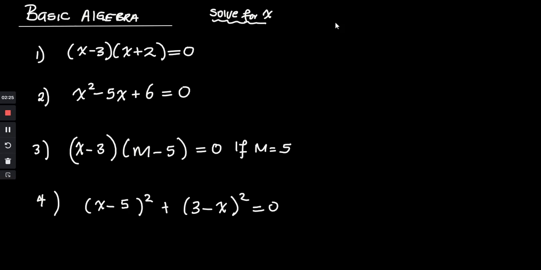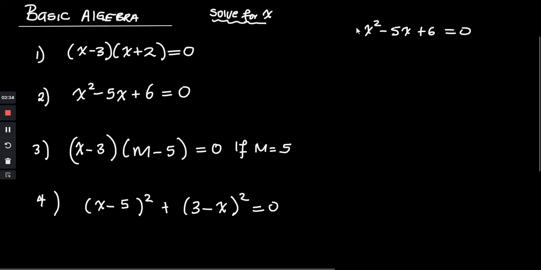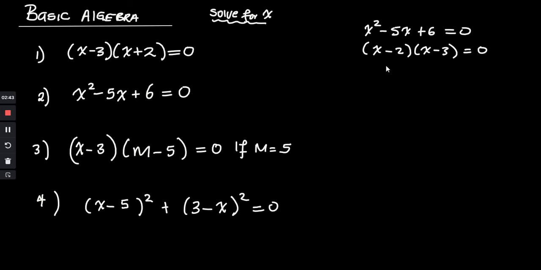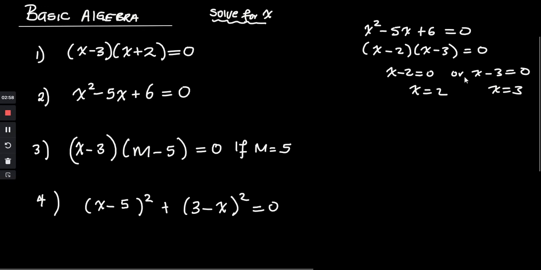For the second problem, we have x squared minus 5x plus 6 is equal to 0. For this problem, we start by factorizing. We know that this is (x - 2)(x - 3). Then you have x - 2 = 0 or x - 3 = 0. Then x is equal to 2 or x is equal to 3. So this is how you can do it.